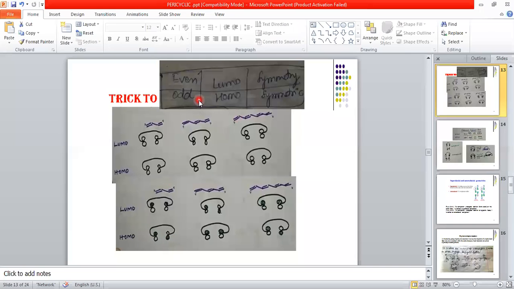Now in the next example, you can see how many pi bonds there are? 3 pi bonds. If 3 pi bonds are there, it means now the number is 3. 3 means, wait.